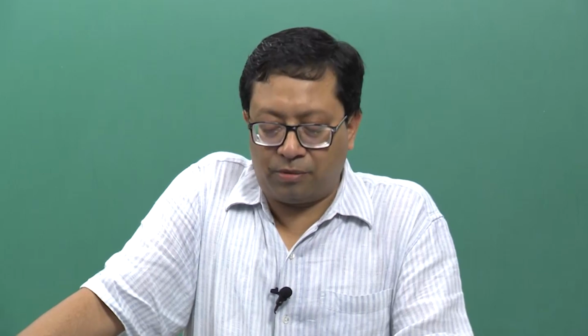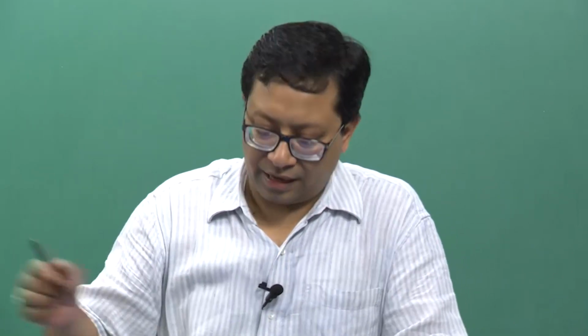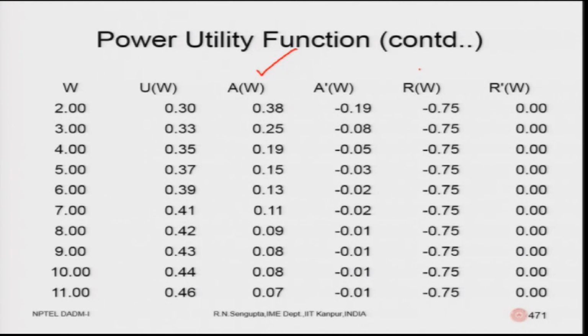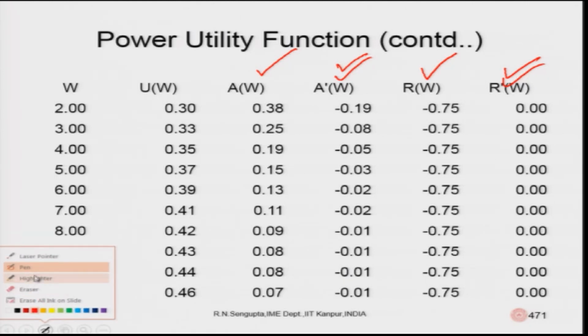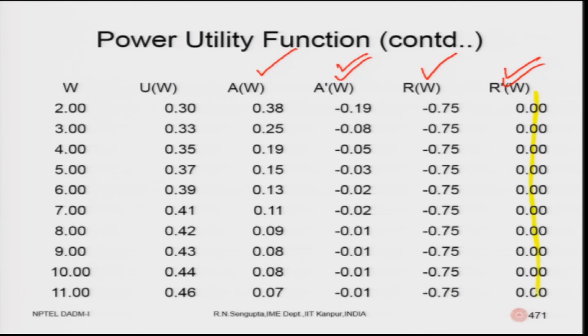Given this u prime and u double prime, you can immediately calculate a, and then you can find out r, and given a and r you can find out a prime and r prime. So, let us double check the r prime as per the calculation of the utility function, which is the power utility function. They were 0. So, rightly so. They are 0, and the values of a prime were negative. So, here it is negative.